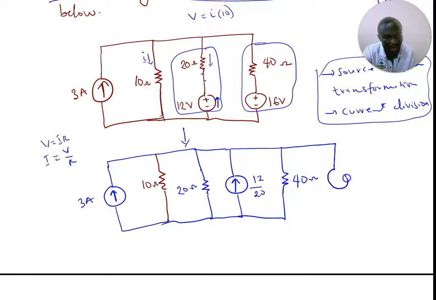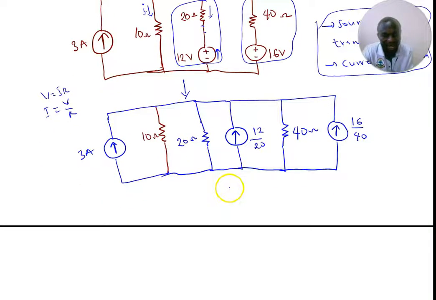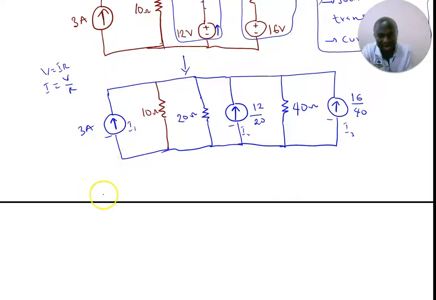To a current moving upward. And this current is going to be what? 16 on 40. Watch my source transformation video and you'll understand what I'm doing here. We have three currents. Let me label them as I1, I2, and I3. So these three currents, I can combine all of them, since they are all moving upward. I'm going to add them. Let's say the IT is going to be 3 plus 12 on 20 plus 16 on 40.